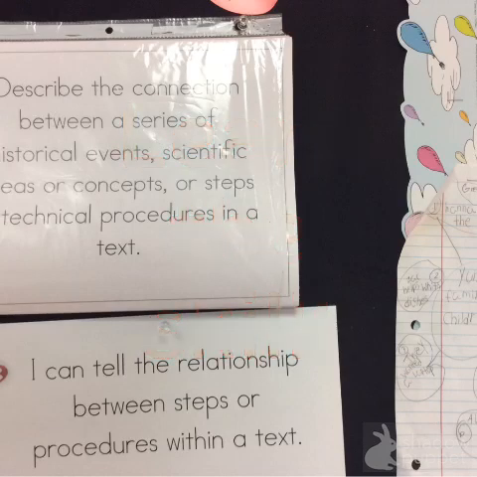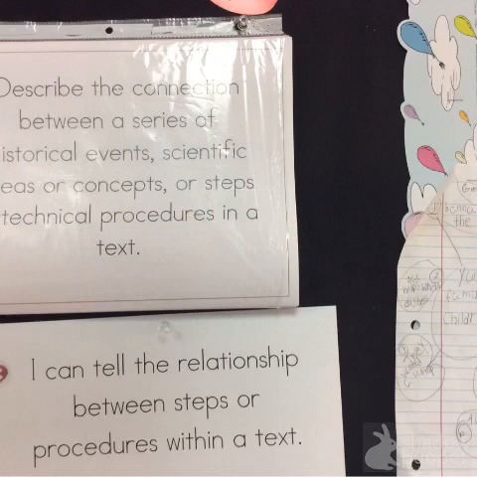Today we're going to be learning our skill, just like we always do. This week's skill is describe the connection between a series of historical events, scientific ideas or concepts, or steps in technical procedures in a text. I know that is a lot to handle with one thing. There's a whole lot of words in there, so we're going to break it down.